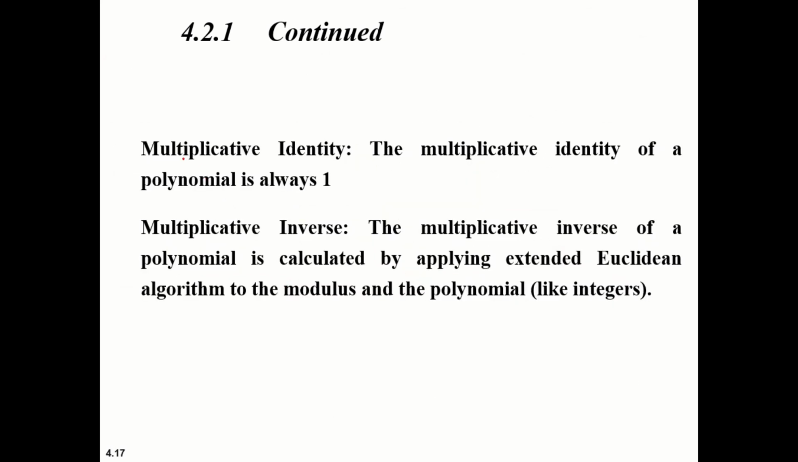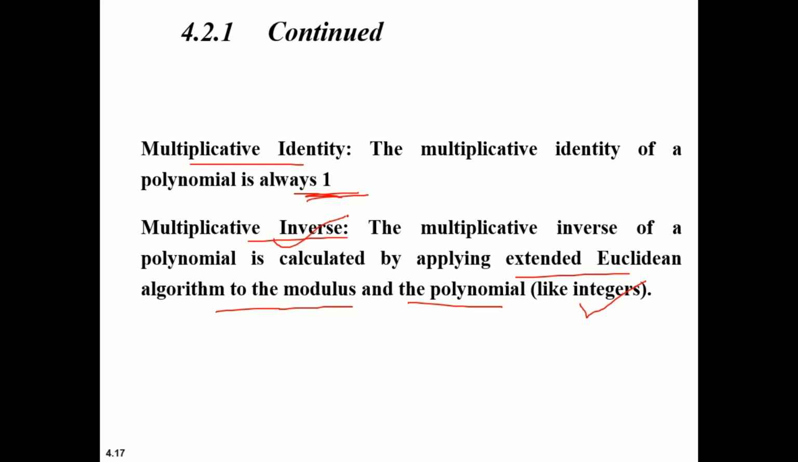Now this multiplicative identity, so for multiplication operation the identity is always 1. Okay, for addition it is 0, for multiplication it is 1, and the inverse we have to find out using the extended Euclidean algorithm to the modulus and the polynomial, just like we did with the integers. So I'll show you one example also for this, how we use it. This extended Euclidean algorithm, how it is used to find out the multiplicative inverse of the polynomial.